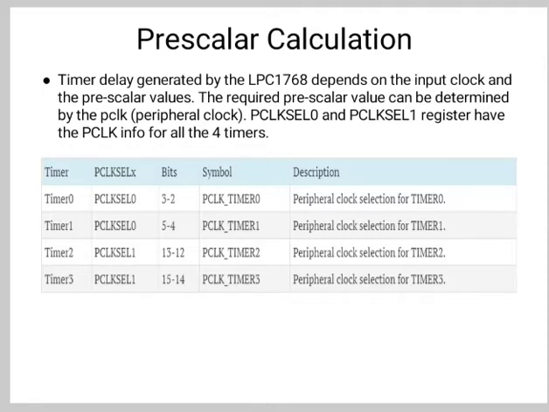The match register can be used to stop the timer on a match, that is, when the value in the count register is the same as that of the match register, and trigger an optional interrupt. It is also used to reset the timer on match and trigger an optional interrupt. And it is also used to count continuously and trigger an interrupt on match.